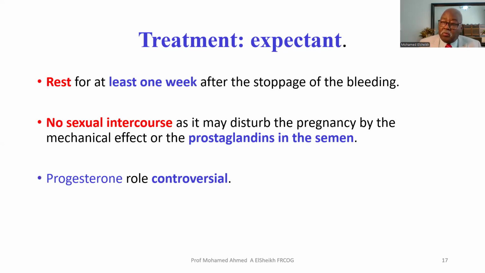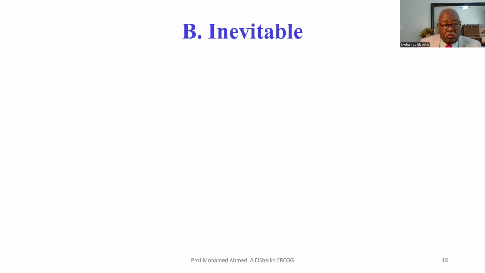No sexual intercourse, for 2 reasons. Mechanically, it could affect, and the second one is the prostaglandins in the male semen. They could lead to stimulation of uterine contractions. So avoid sexual intercourse. Some obstetricians give progesterone or progestogens. Their role is controversial. Very few people are using them now because we are not sure that it is going to be effective unless there is a real deficiency in progesterone.